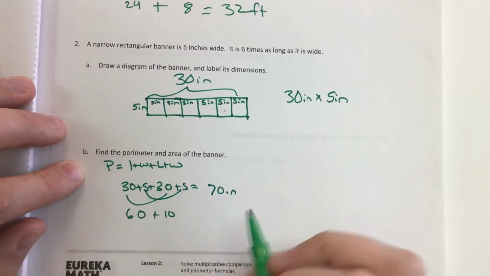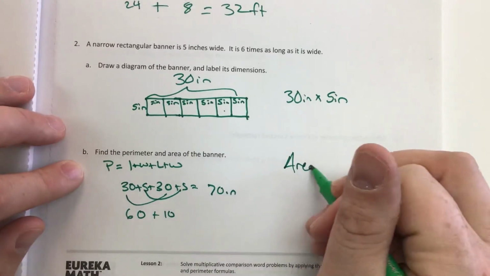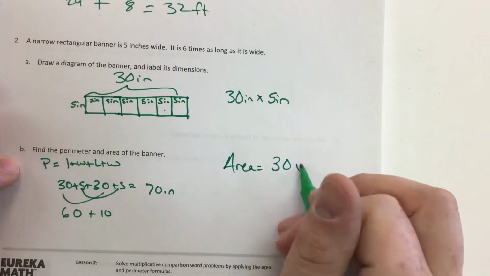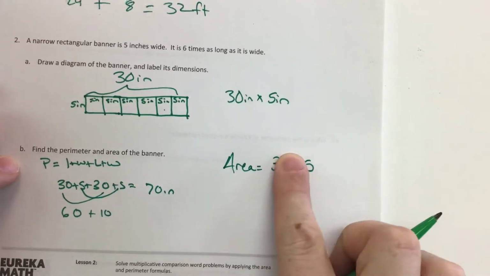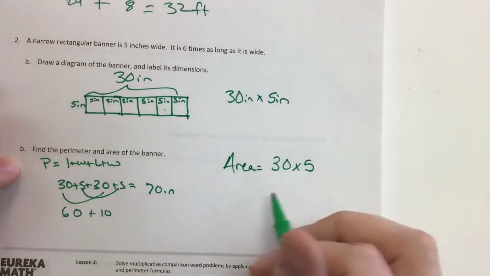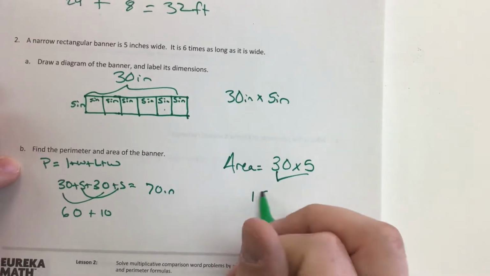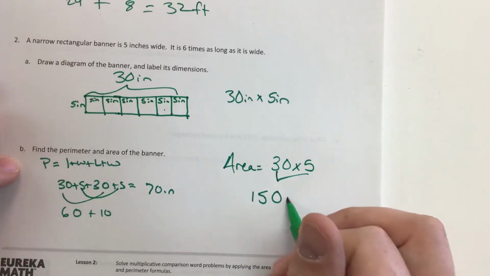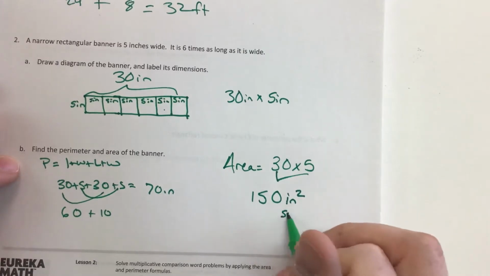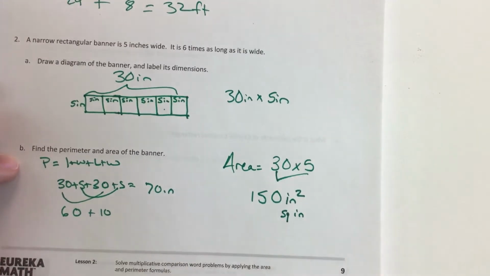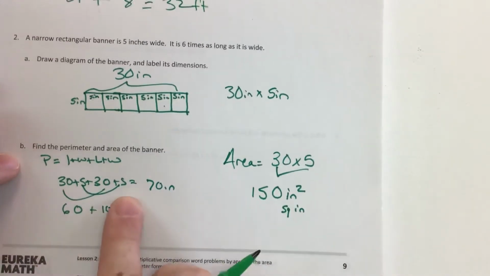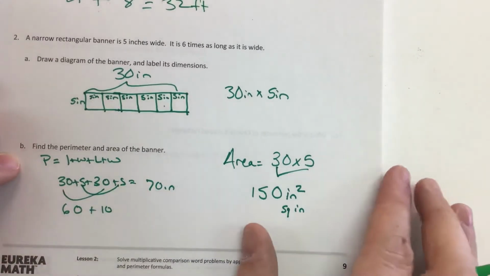70 inches. For area, it is going to be 30 times 5. And what's interesting is I can actually hide the 0 and do 3 times 5 is 15 and then add the 0. But interesting enough, it would be inches squared or square inches. They mean the same thing. 150 inches squared for the area and 70 inches for the perimeter.